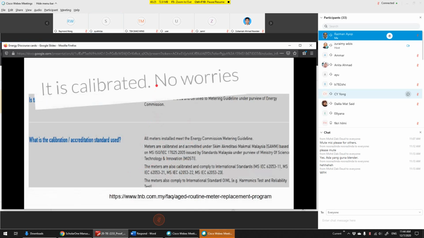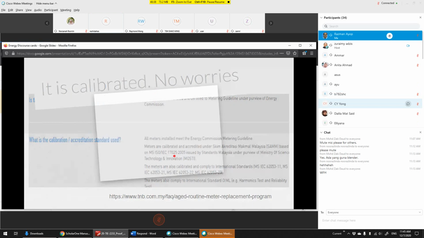No worries. In IVAT, we do calibration, so we understand when it is calibrated. Furthermore, it is calibrated by this MS IEC 17025. We are very confident of the meters. Right, next.